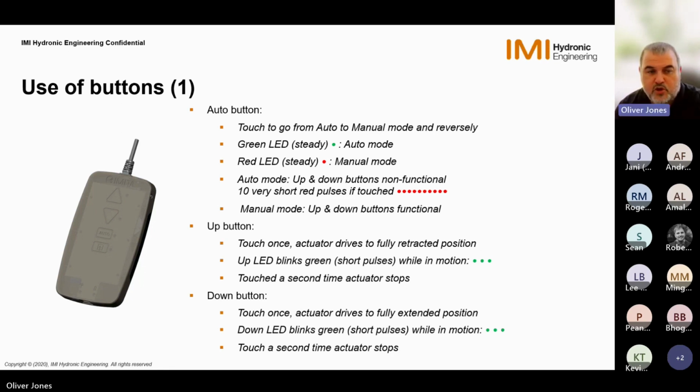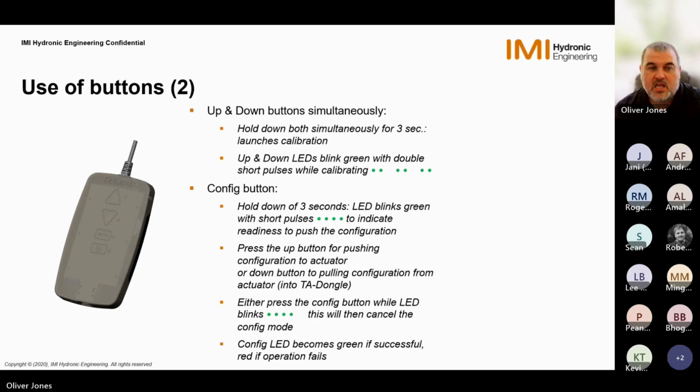And as you can see from the up button and down button, they literally are one press. If we press them again, the actuator will stop, and the LEDs blink to show that that's in motion. If we hold the up and down buttons simultaneously, we can actually force a calibration. So we can force the actuator to calibrate against the valve itself. And while it's doing this, it will pulse or do a double pulse to show that it's calibrating. Once that's stopped, it will have calibrated the valve completely.